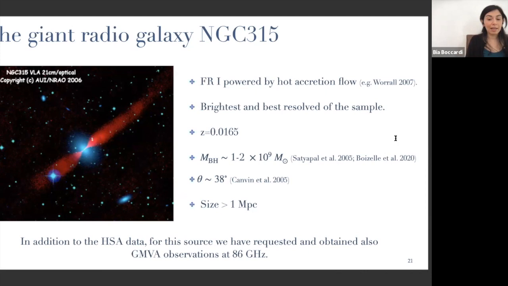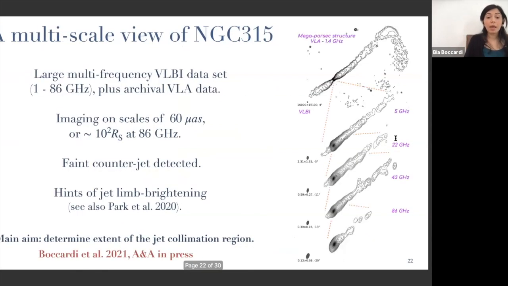The most recent estimate gives a mass of about 2 billion solar masses. The viewing angle is of the order of 38 degrees, and its size is really huge. The radio structure extends for more than 1 megaparsec. So we have analyzed a large data set, including the HSA data at both frequencies and the GMVA observation, and additional VLBI data in a broad frequency range.